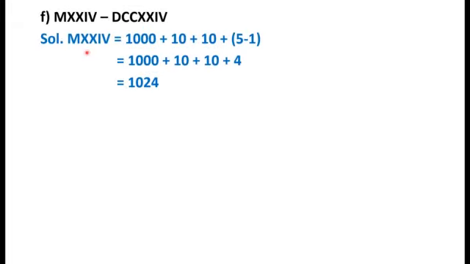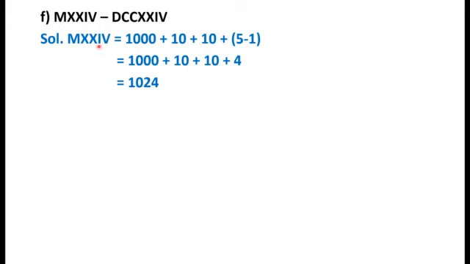Next question is MXXIV minus DCCXXIV. So we have to again convert each of these one by one into Hindu Arabic numerals. Okay, so first is MXXIV. So M stands for 1000. So we have written here 1000. XX is plus 10 plus 10. Okay, the value of X is 10. So we are adding here 10 plus 10, and I and then V again.